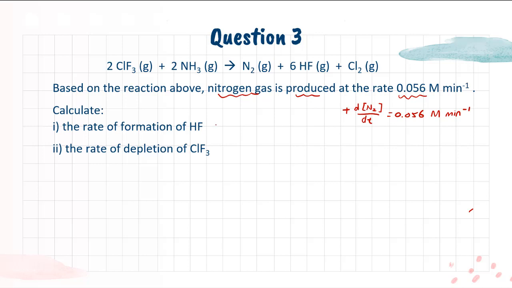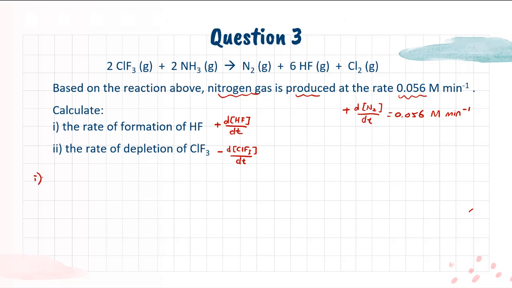For formation, you have a positive sign, so d[HF]/dt. Write out the symbol first. Remember that the rate of formation doesn't have any denominator or coefficient. Then the rate of depletion: depletion refers to a reactant, negative sign, so we have -d[ClF3]/dt. Again, from the information, to solve for the first one, the rate of formation of HF.